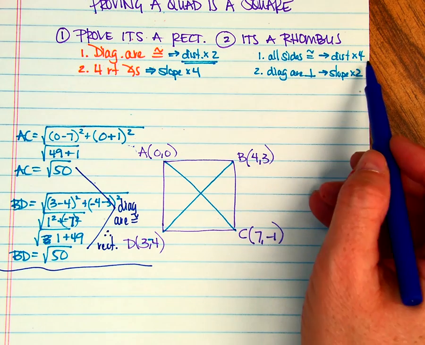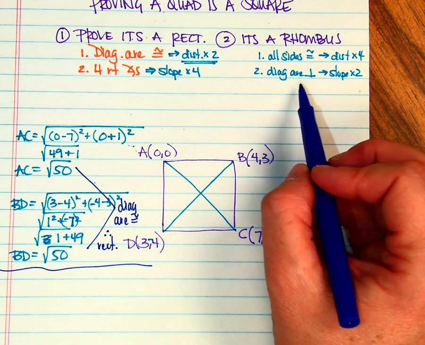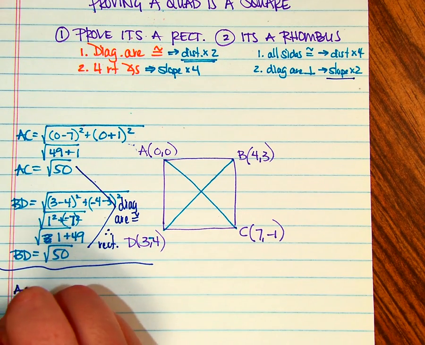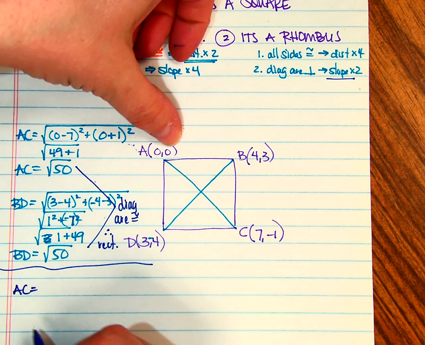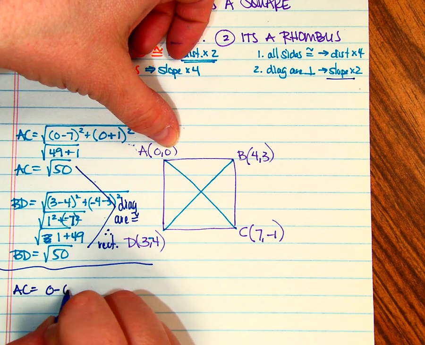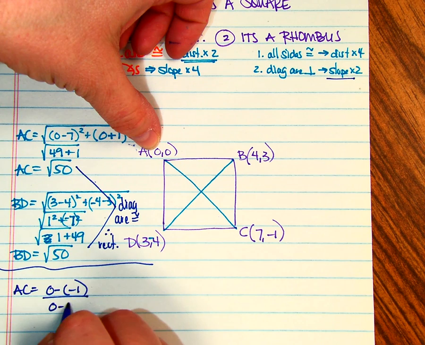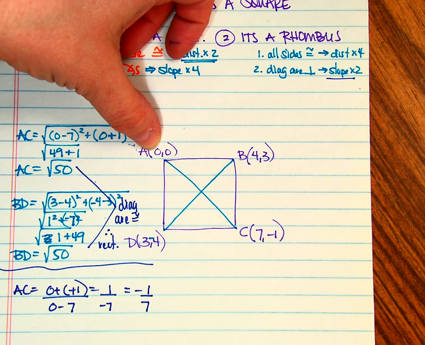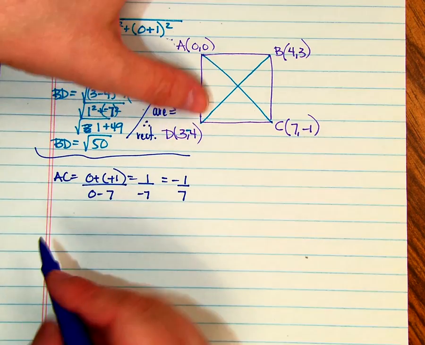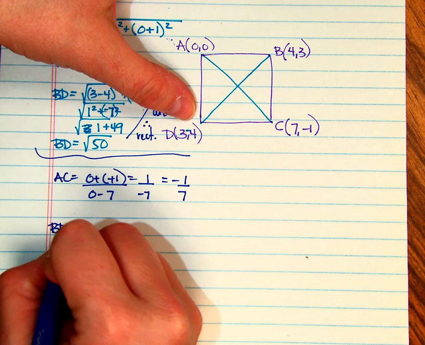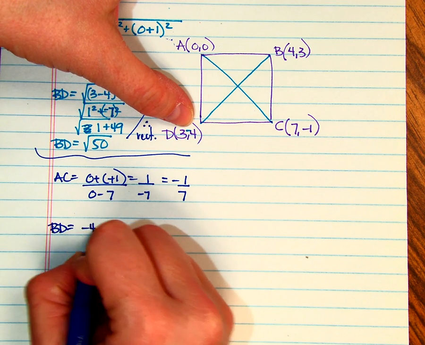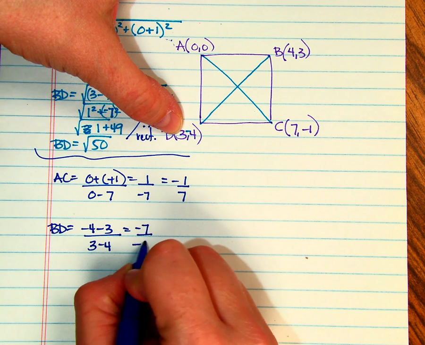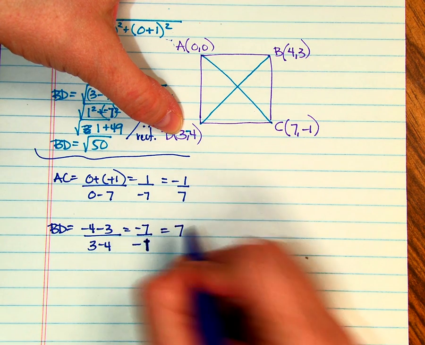Now I have to prove that it's a rhombus. I am going to go ahead and show that my diagonals are perpendicular. So for AC, I'm using the slope formula. So 0 minus negative 1 over 0 minus 7. Gives me 1 over negative 7, gives me negative 1/7. I do like to put the negative in the numerator. So now for BD, finding the slope of that, I have negative 4 minus 3 over 3 minus 4, gives me a negative 7 over a negative 1, gives me a positive 7.